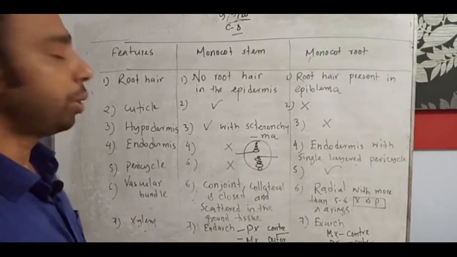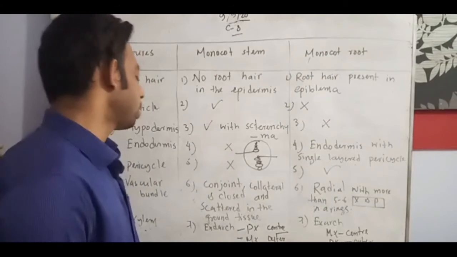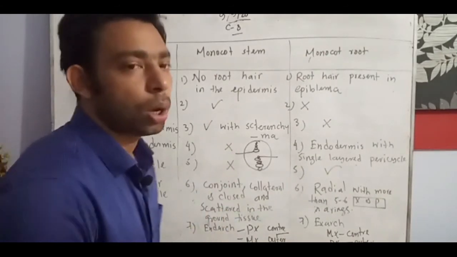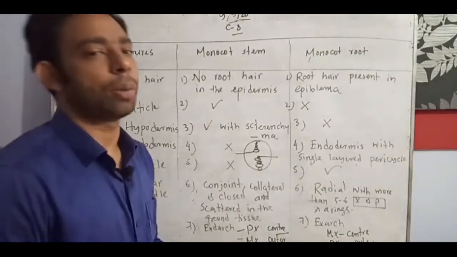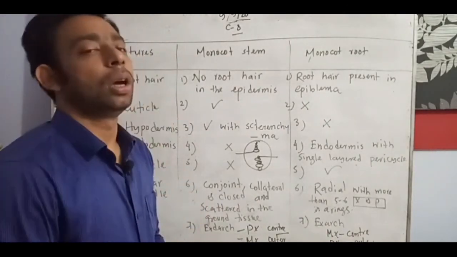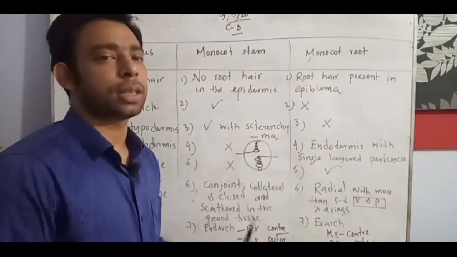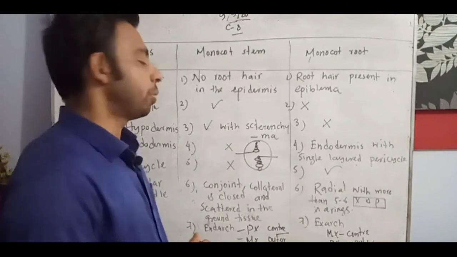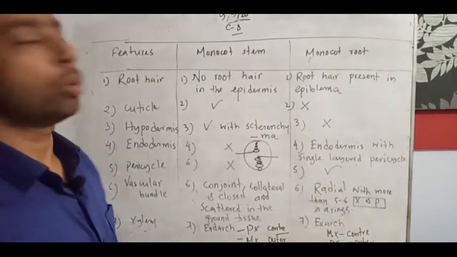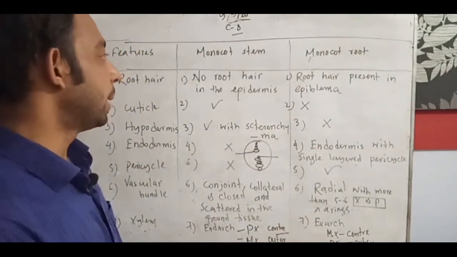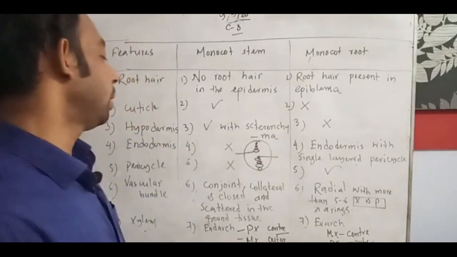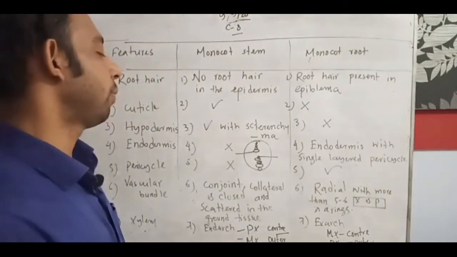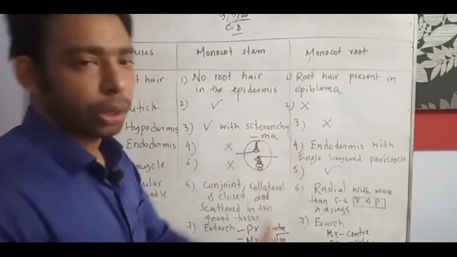The vascular bundle, I told you, is very important. In the monocot stem, it is conjoint, collateral, closed and scattered in the ground tissue. Those who do not understand the vascular bundle, I had a long, detailed class on it that was published in your group. You can search in any previous 1, 2, 3 lectures and find it. In the monocot root, the vascular bundle is radial, with more than 5 to 6 xylem and phloem together in a ring.